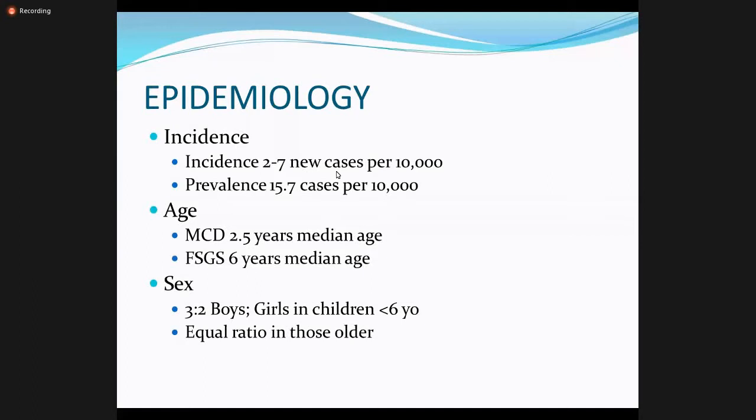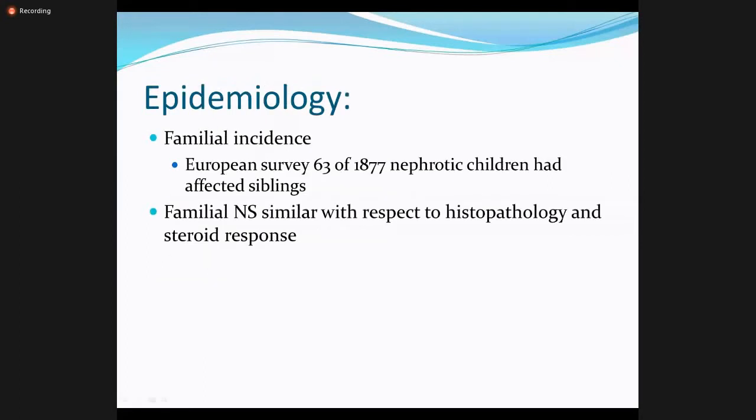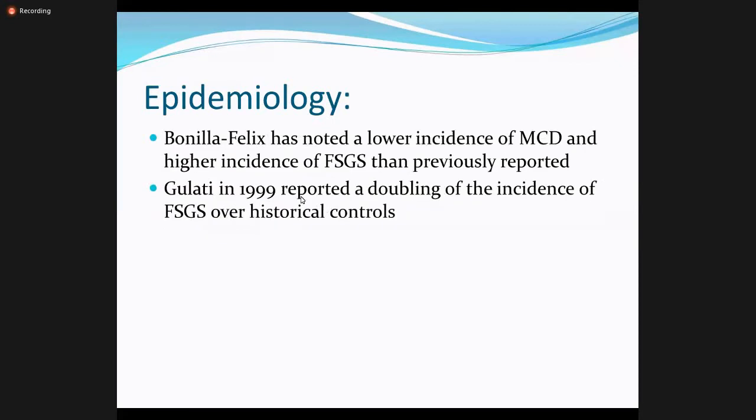Initially, we thought that minimal change disease is more common. They said more than 85% have minimal change disease, but later on, studies show that focal segmental glomerulosclerosis has a higher incidence than supposed. Gliatti in 1999 reported a doubling of the incidence of focal segmental glomerular sclerosis over the historical controls.